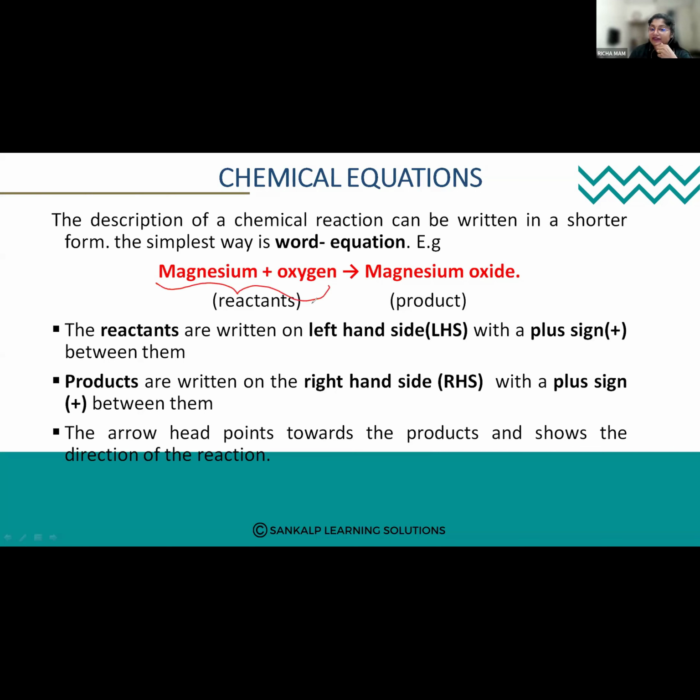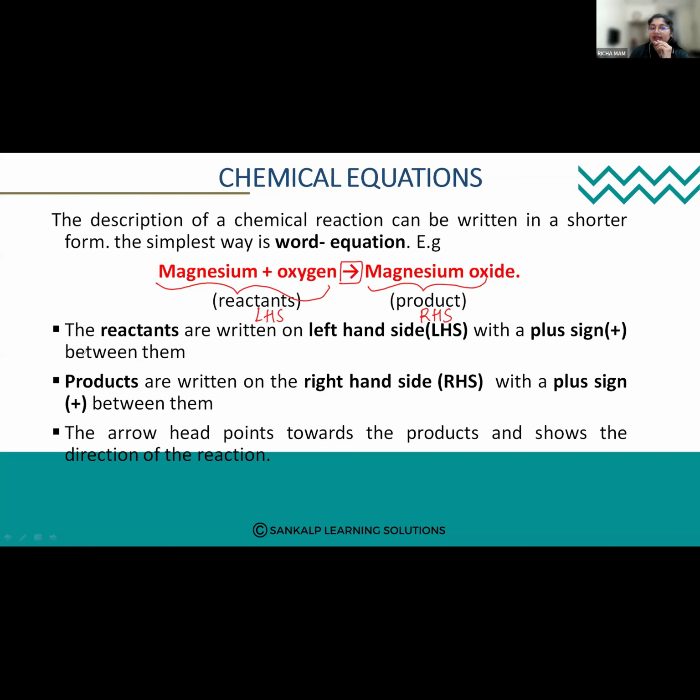So we know that on the left hand side, they are called what? They are called the reactants. The substances on the left hand side are the reactants. Reactants will react with each other to give you a new substance, and that is called the product, which is on the right hand side. On the left hand side, they are called reactants, and on the right hand side, they are called products. How are the reactants and products separated? They are separated by an arrow mark.